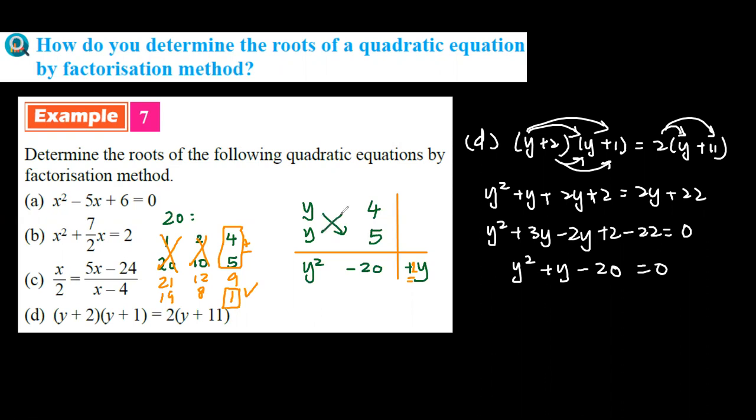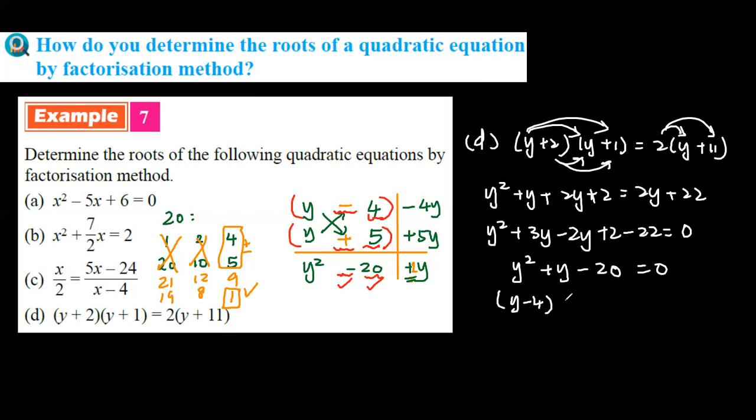Cross multiply. Remember, ignore the sign first. We will decide the sign later. So y times 4, 4y. y times 5, 5y. How do we get positive y from 5y and 4y? Surely it must be a positive 5 minus 4. Now we bring this sign inward. Check again. Negative times positive, negative. Okay. 4 times 5, 20. So this is the correct factors that we found.